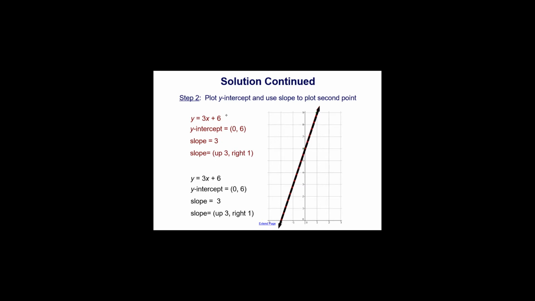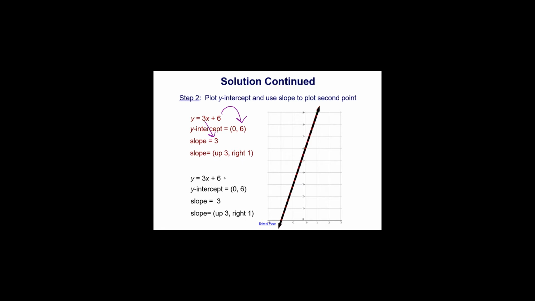So it's easy to see the y-intercept is 6 from the value of b. So we're starting at 0, 6 on the coordinate plane. And then the slope is 3 from the coefficient of x. So we're going up 3, right 1, up 3, right 1 from that y-intercept, or down 3, left 1.